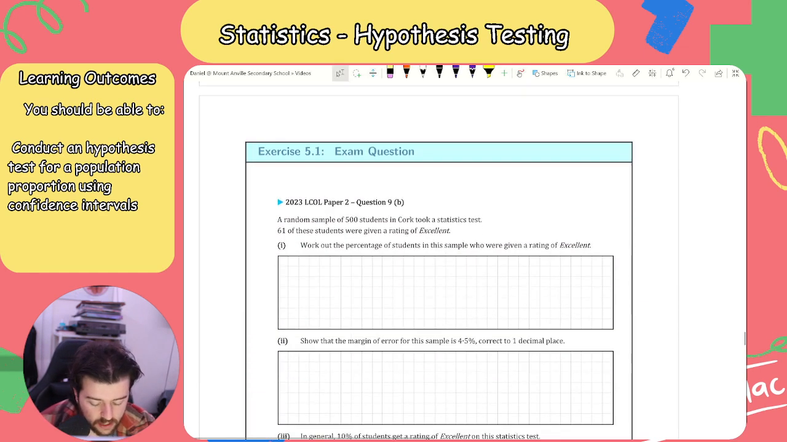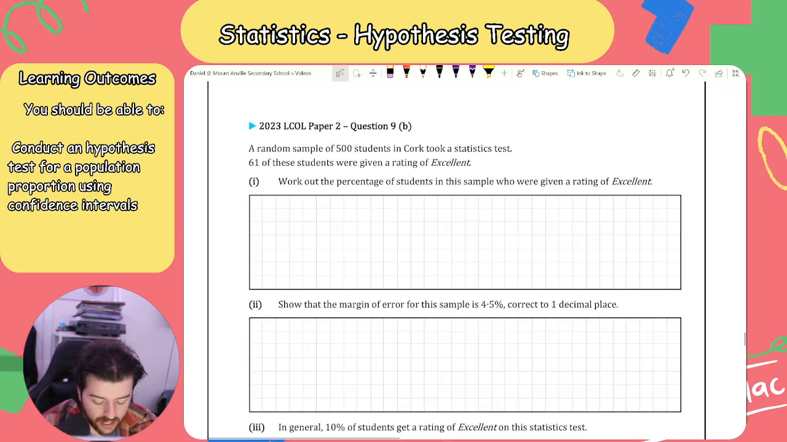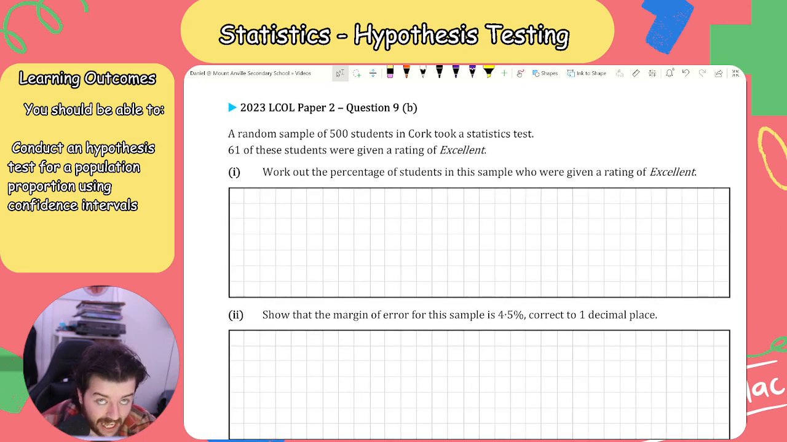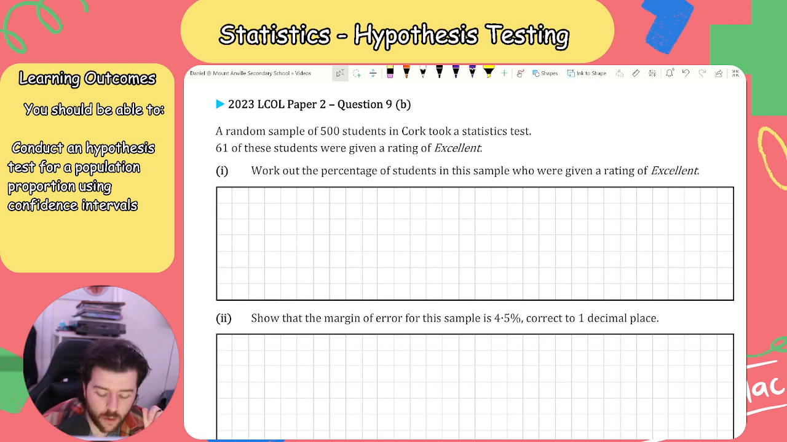Okay, let's look at some exam questions now. This comes up literally all the time. So we'll learn it. 2023, last year, it came up. I'll give you another hint, it came up the year before, and the year before that, and I'm pretty sure, not 100%, it came up the year before that. So we'll learn how to answer these questions. These are easy marks. A random sample of 500 students in Cork took a statistics test. 61 of these students were given a rating of excellent.